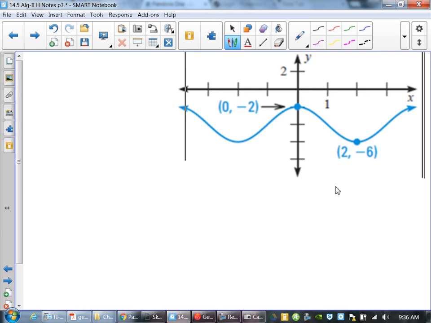Okay, so first thing we're going to do is get our zero line. What's the average of -2 and -6? -4. So I know that I have a k value at -4. So I throw that in as my zero line. Is that going to be a sine or a cosine graph?